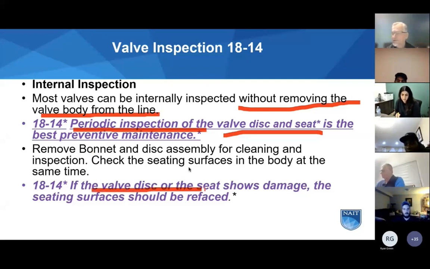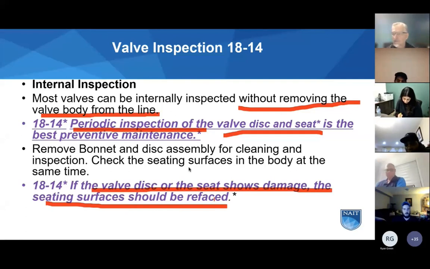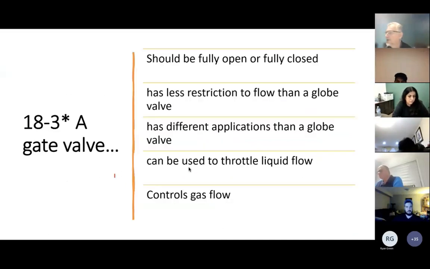If the valve disc or the seat is damaged, the seating surfaces should be refaced. So that's the disc and the seat. Back in the day, we repaired valves and repaired valves and repaired them again. We didn't just take them out and throw them away or send them away. Some very interesting process. A new seat and a new disc. We would actually do polishing of the seat and disc for very tight closure of the valve. So kind of a science.